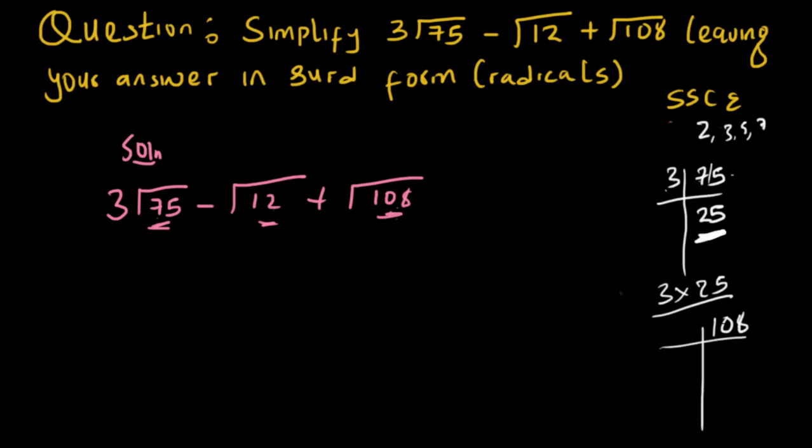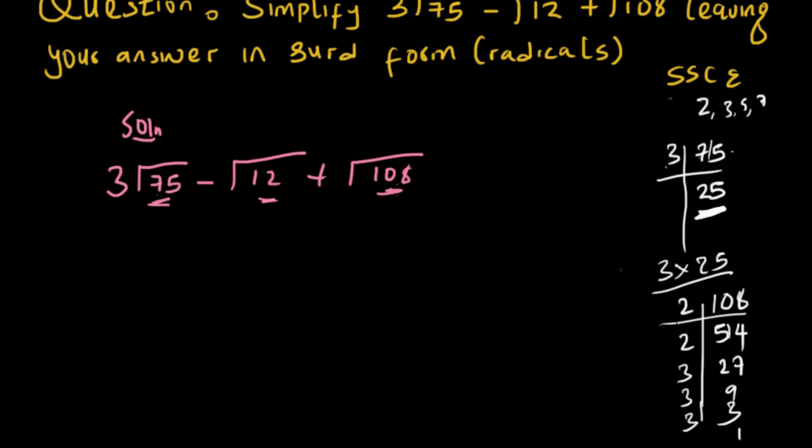Now 108 is an even number, so we start with 2. 2 in 10 is 5. 2 in 8 is 4. 2 can still go. 2 in 5 is 2, remainder 1. 2 in 14 is 7. 3 can go. 3 in 27 is 9. 3 in 9 is 3. 3 in 3 is 1.